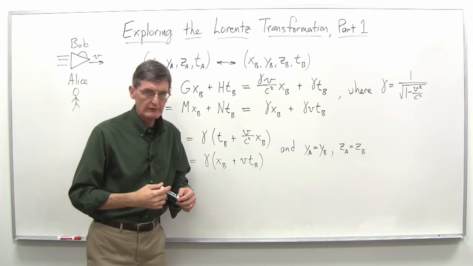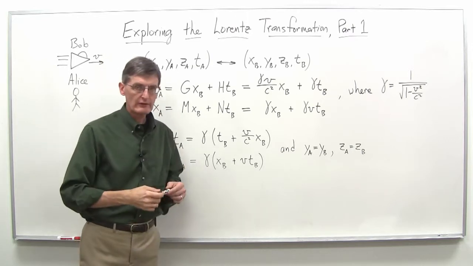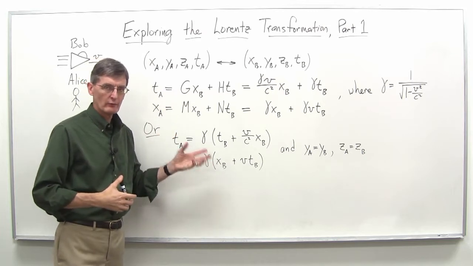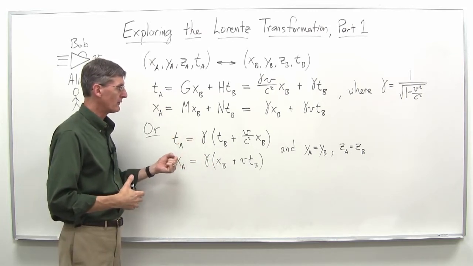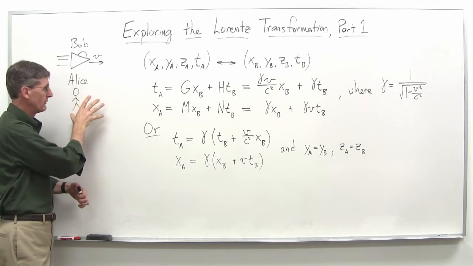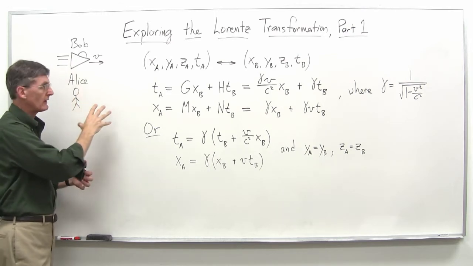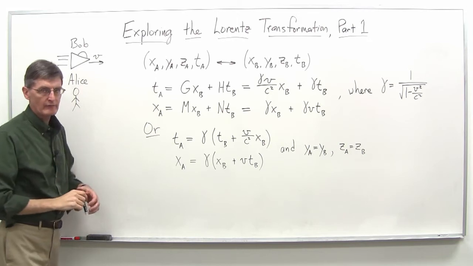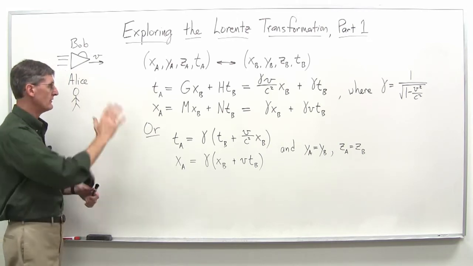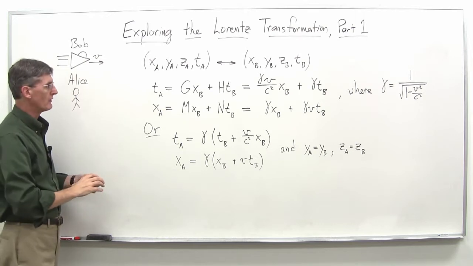Now let's spend a few minutes here exploring the Lorentz transformation. To start, let's remind ourselves where we were and what we ended up with. The goal was, if we have Alice, in this case, being stationary in her frame of reference, and Bob going by at some velocity v. Of course, Bob in his frame of reference is stationary. He sees Alice moving the other direction with velocity v.